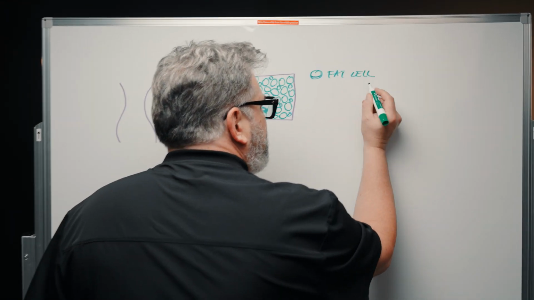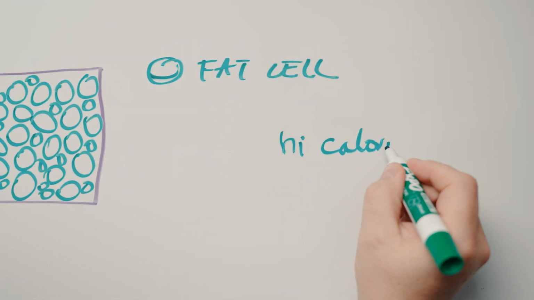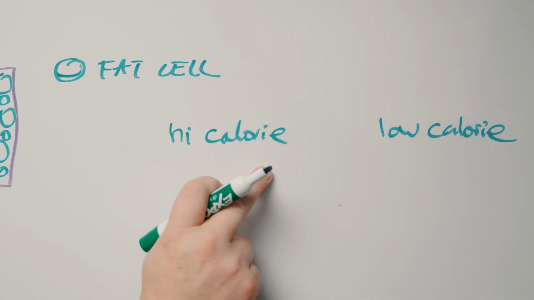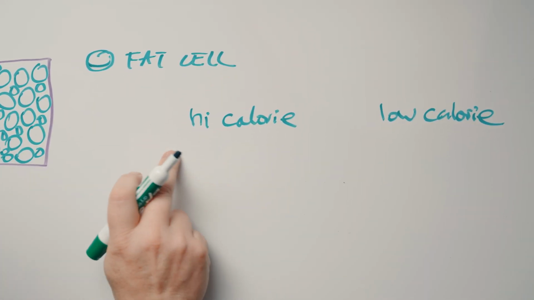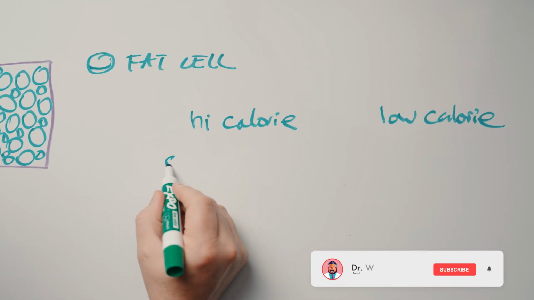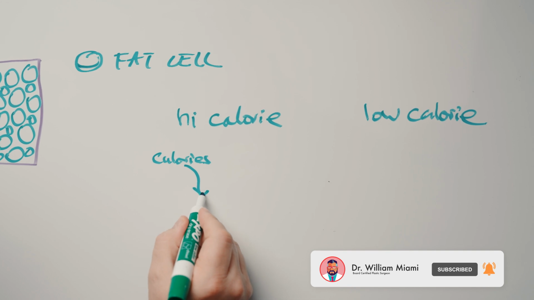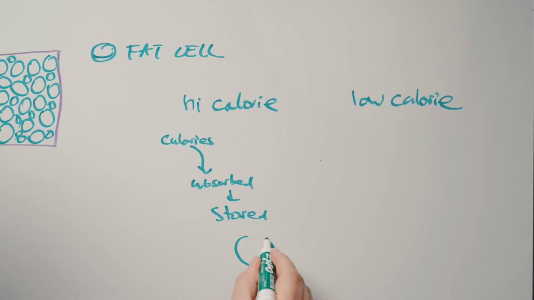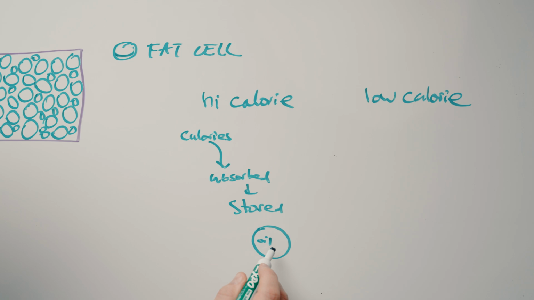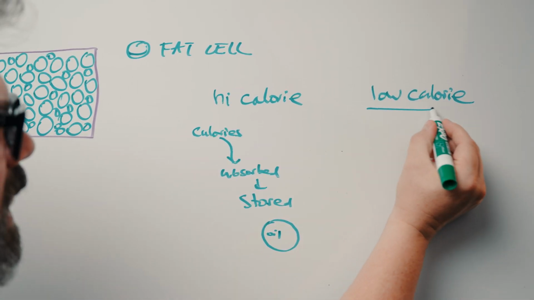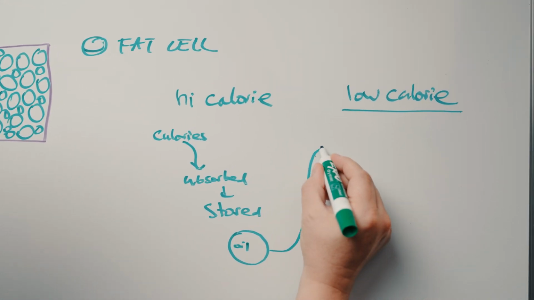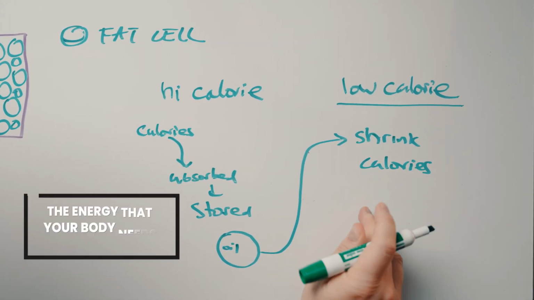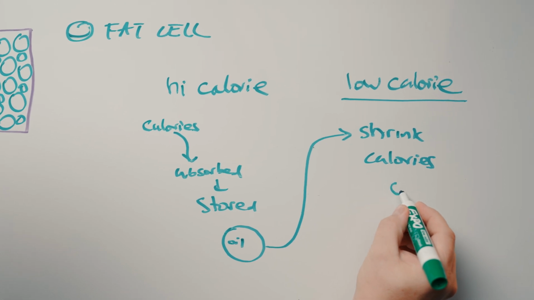So you have a fat cell here. If you're in a high calorie situation, which is basically every day that ends in Y for me, then what's going to happen is you have calories that are going to be ingested with your food. They are going to be absorbed and they're going to be stored in the fat cell. It's basically oil, and those are the calories. When you're in a low calorie state, that fat cell will start to shrink as it gives up its calories, the energy that your body needs to burn, and that fat cell will get smaller.